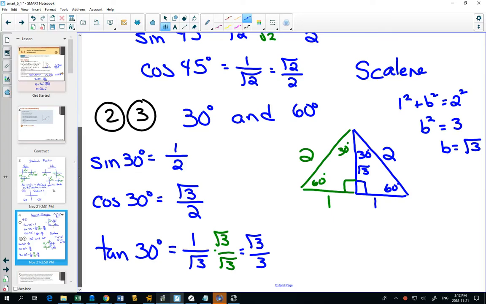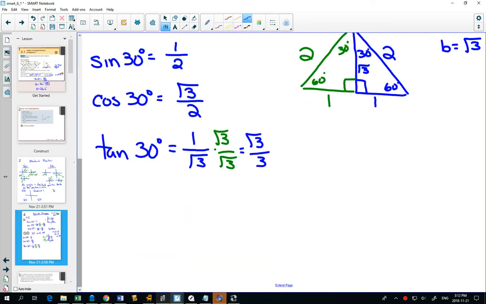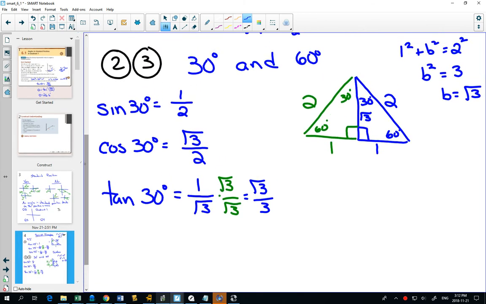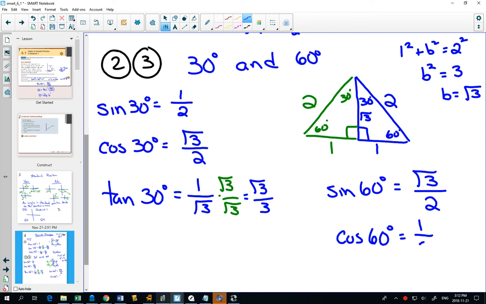And the reason we have 30 degrees and 60 degrees at the same time is because we can also do sine of 60 degrees. There's my 60 degrees. What's my opposite? Square root of 3. What's my hypotenuse? 2. Cos of 60 degrees, 1/2, and tan of 60 degrees, root 3 over 1.